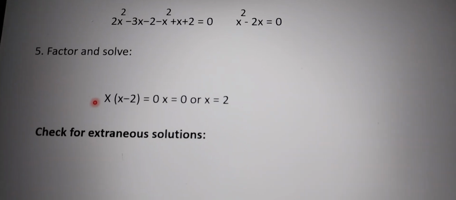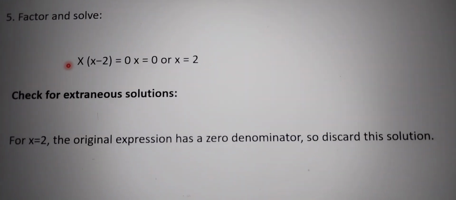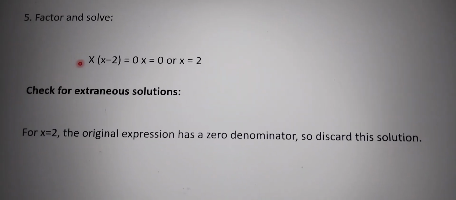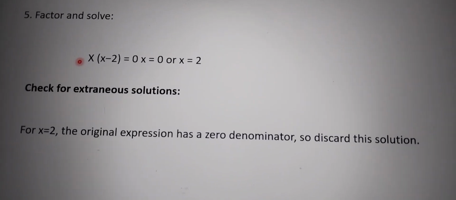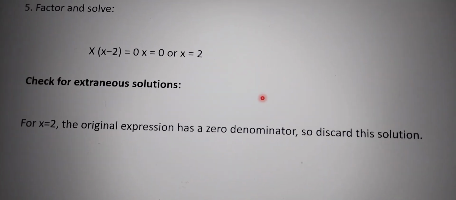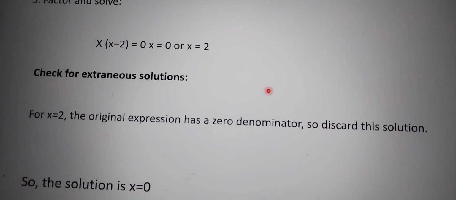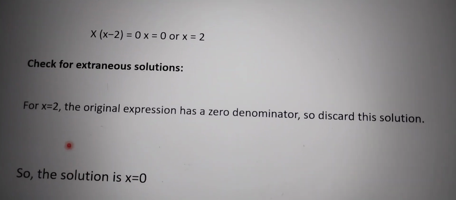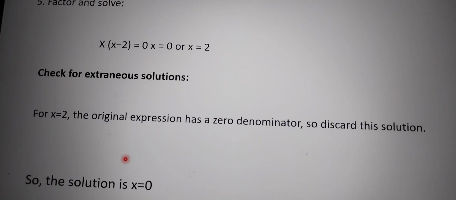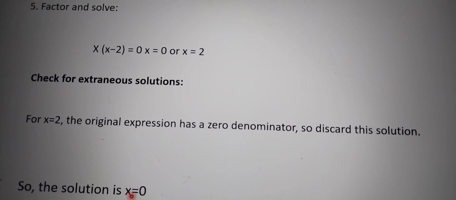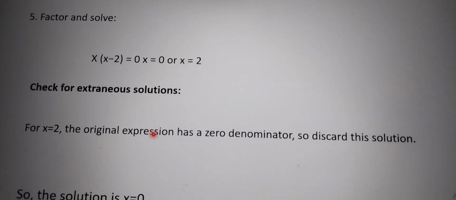Check for extraneous solutions. For x equals 2, the original expression has a 0 denominator, so discard the solution, because we cannot have 0 as the denominator. So we are going to discard that solution. The solution for x can be only 0, because we can't have a number over 0. That would be a wrong expression. So the answer for x is 0. This is the solution set for x.